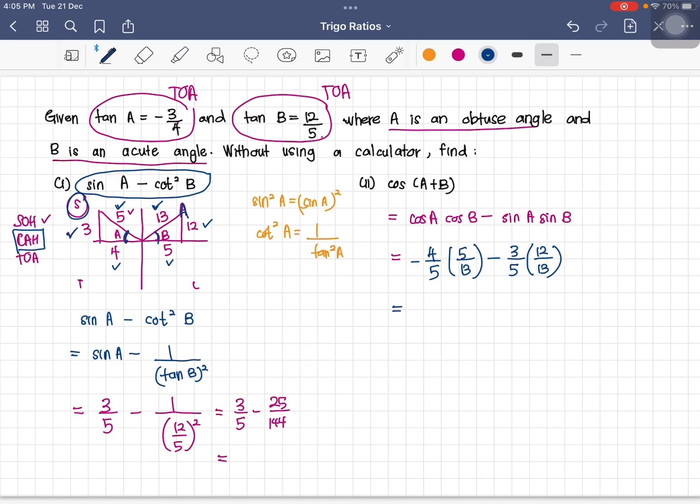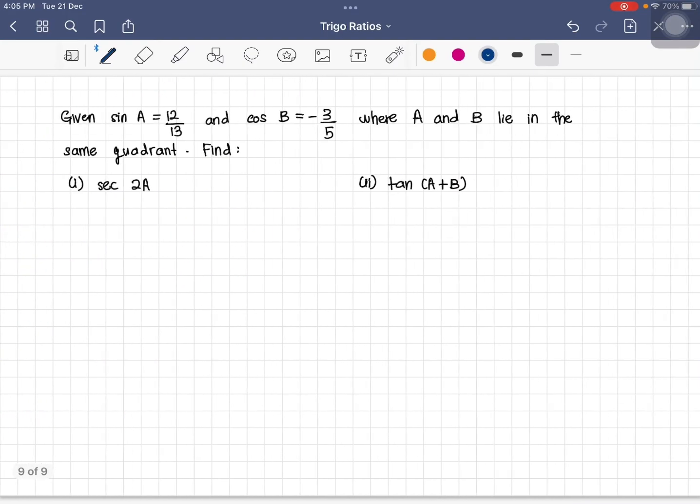And let's look at the last example I'm going to show today. Suppose you have this one. You have sine of A given by this and cos of B given by this, where A and B lie in the same quadrant. So be careful with this one. This statement is very important.